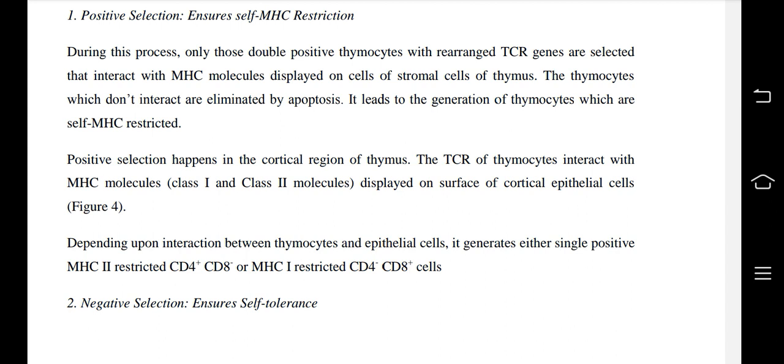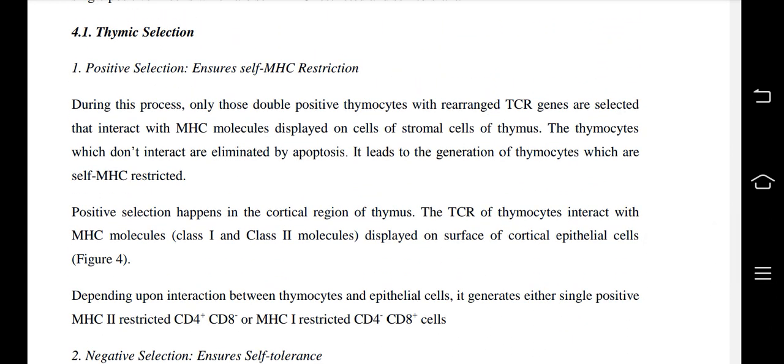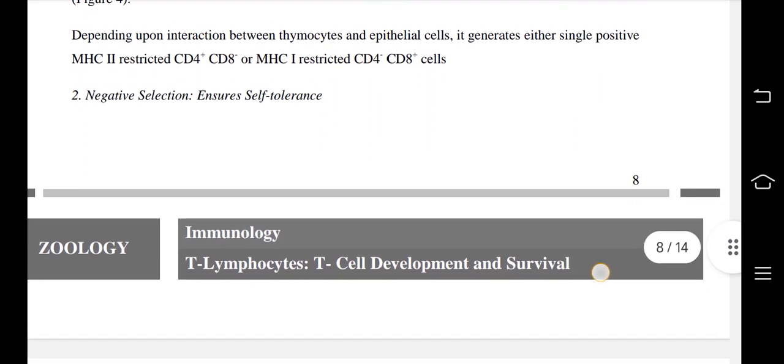The TCR of thymocytes interact with MHC molecules, class 1 and class 2 molecules displayed on the surface of cortical epithelial cells. Depending upon the interaction between thymocytes and epithelial cells, it generates either single positive MHC2 restricted CD4 plus CD8 minus or MHC1 restricted CD4 minus CD8 plus cells. Then negative selection. Here I'm talking about positive selection. The thymocytes which don't interact are eliminated, or those which are reacting are selected.